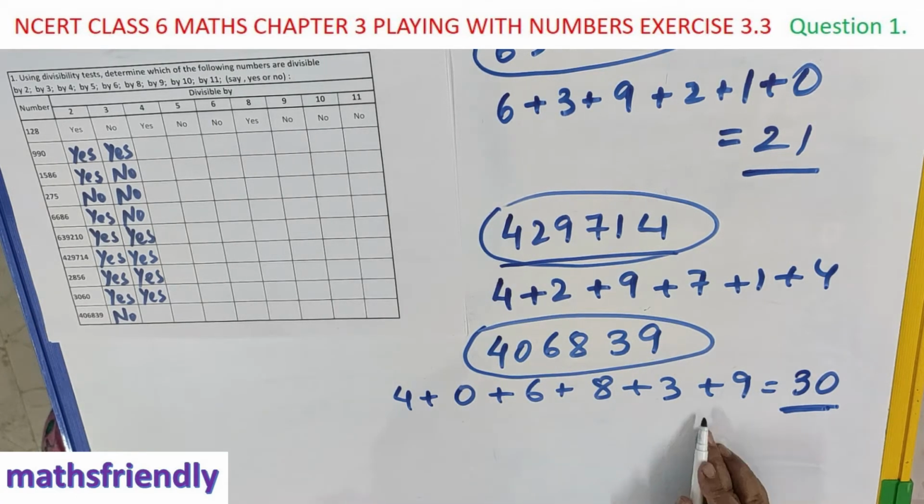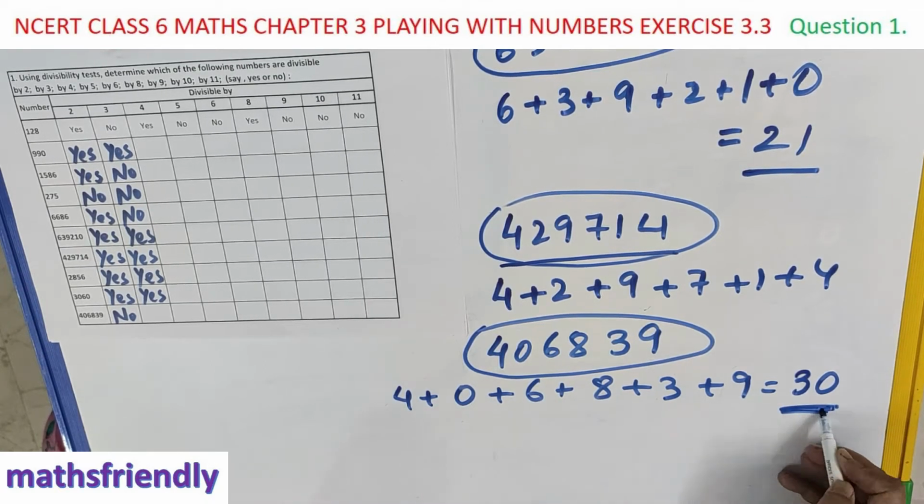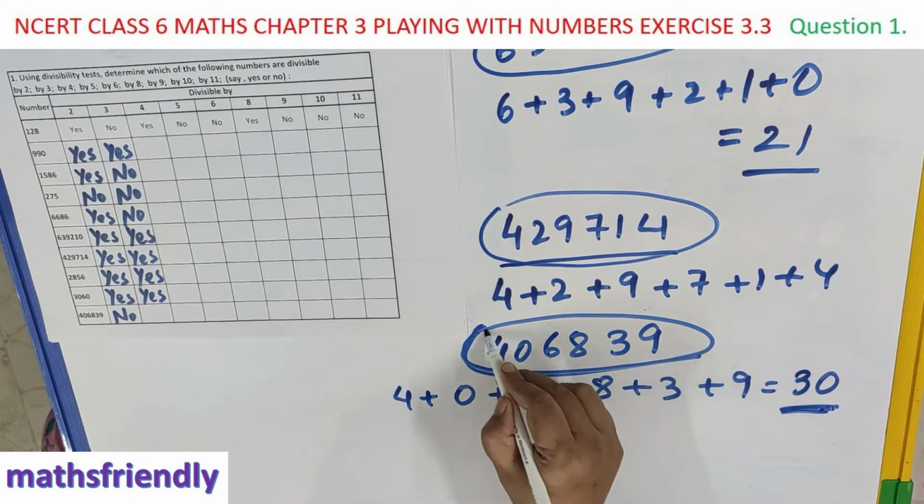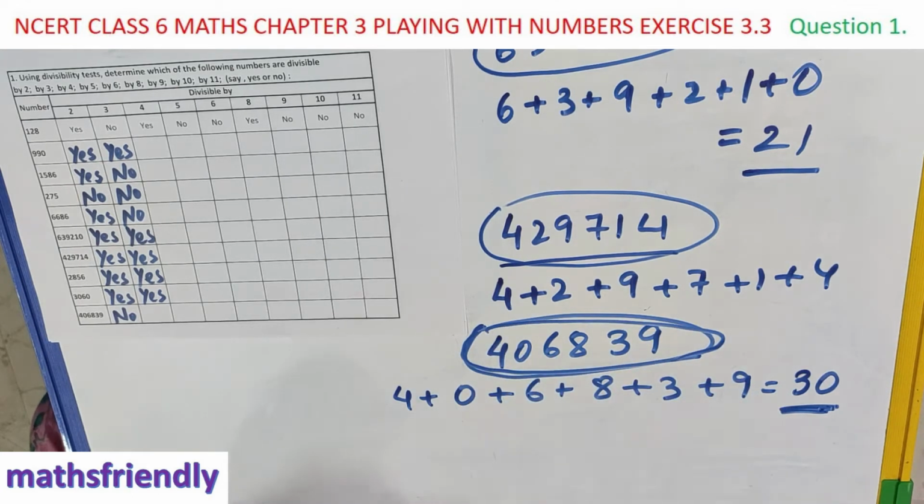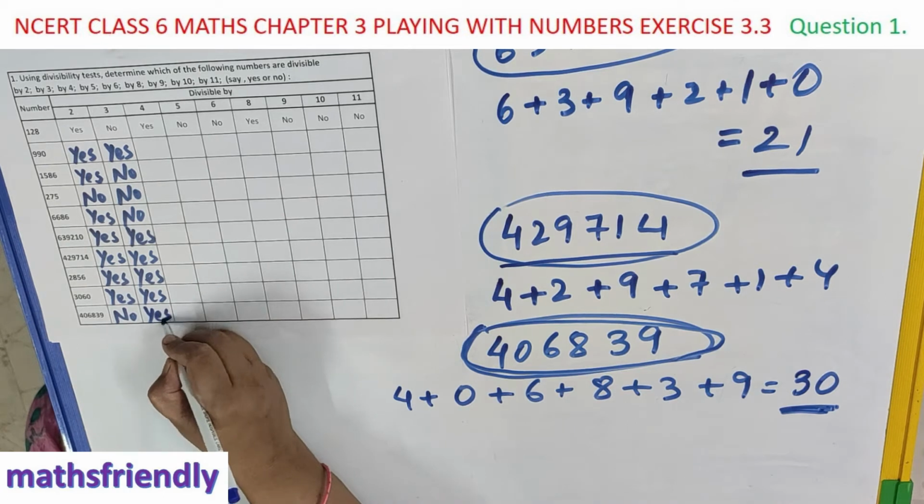If the sum of the digits is 30, and 30 is divisible by 3, it means this number itself is divisible by 3. Yes, it is divisible by 3.